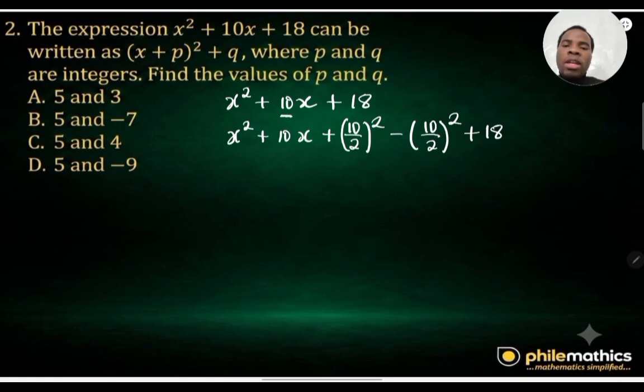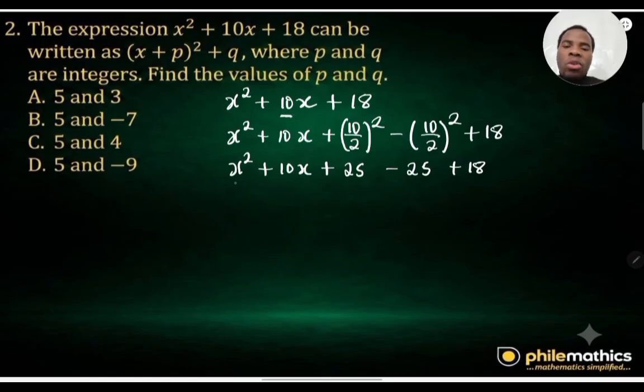And so for us to factorize this, we have x squared plus 10x. 10 over 2 is 5. This is plus 25. This is minus 25 plus 18. And so, it still makes sense, because 25 minus 25 is 0. It brings us back to our original expression.